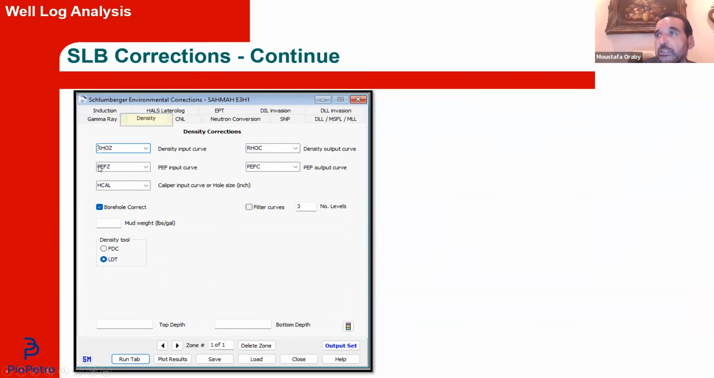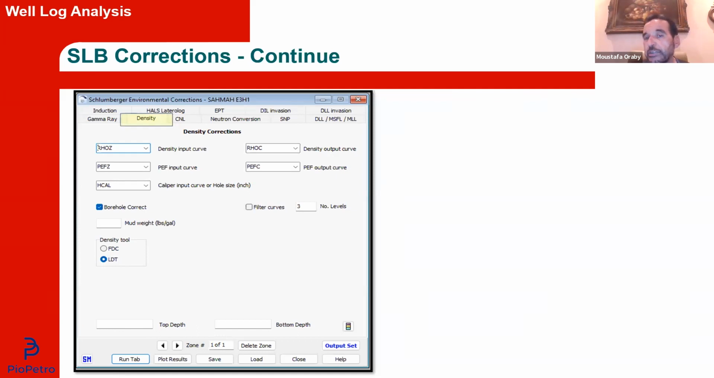What is the photoelectric curve that you have? Here is the photoelectric curve, here is the corrected one. What is the caliper curve name? Do you choose the caliper curve name? Do you need borehole correction? Yes, I need borehole correction. Which tool do you use? So as I said, you fill in all this information which you know from your database, and you choose this and you get the density corrected.